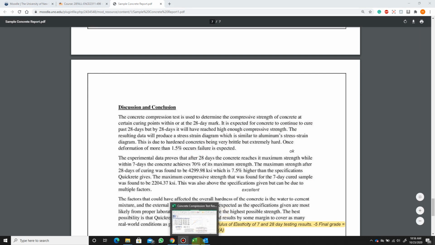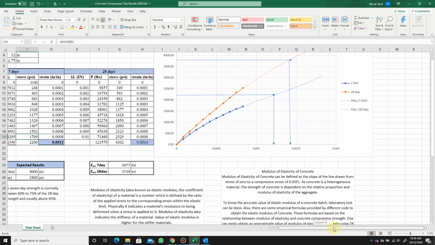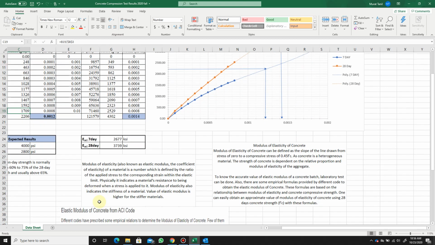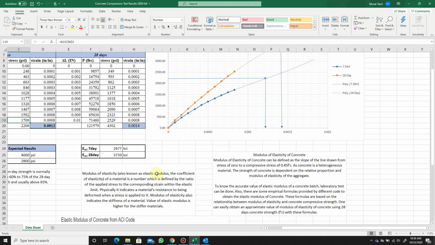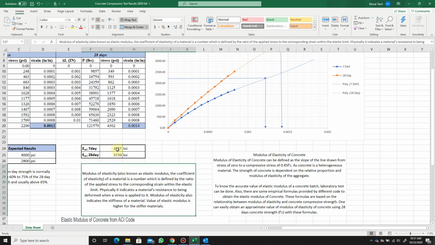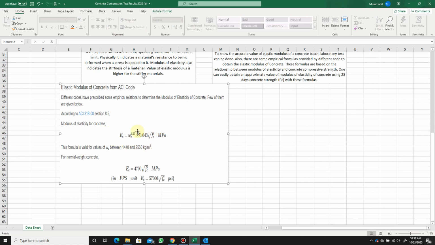Okay, let's go ahead and look at our spreadsheet. In this spreadsheet, before I start working on the raw data, I want to go over a couple of things, so you know what the results are. You can also find some definitions on how to calculate the modulus of elasticity based on the results. There are two ways to calculate the modulus of elasticity. One way is to use the ACI equation, E_ACI, American Concrete Institute. You can find the equation here.